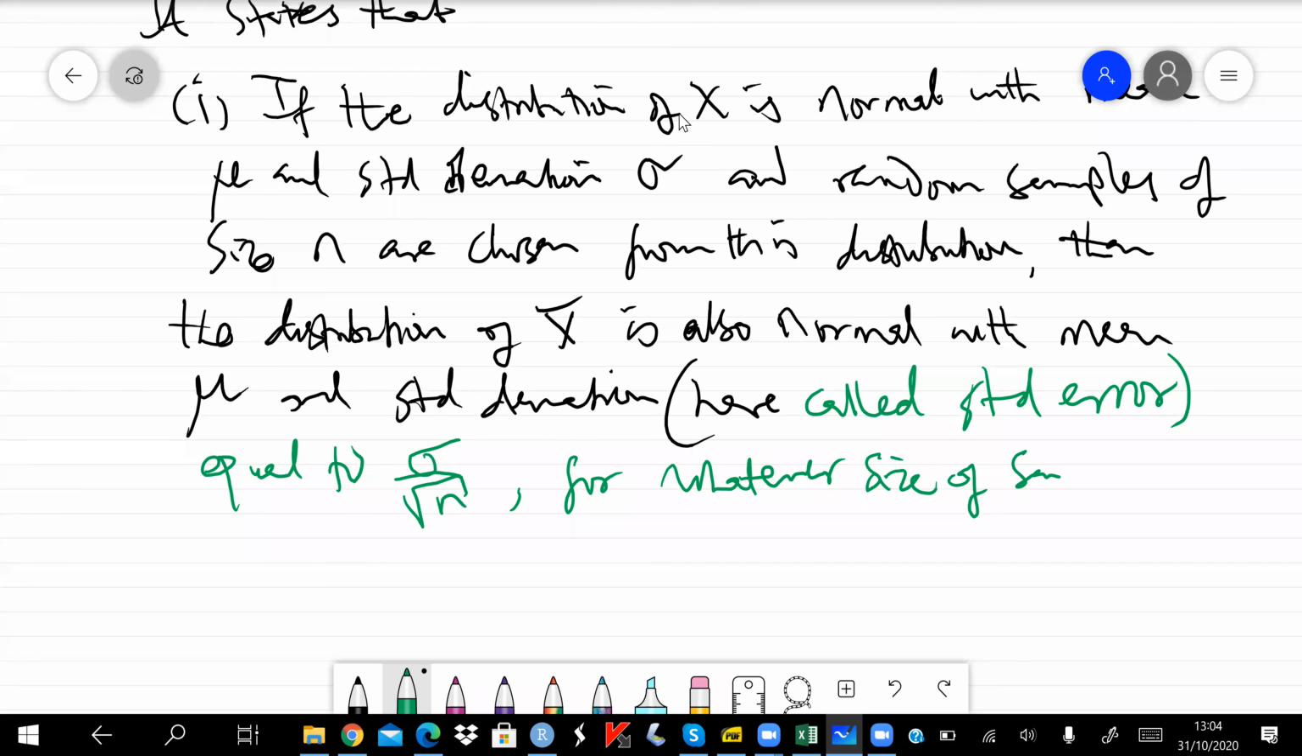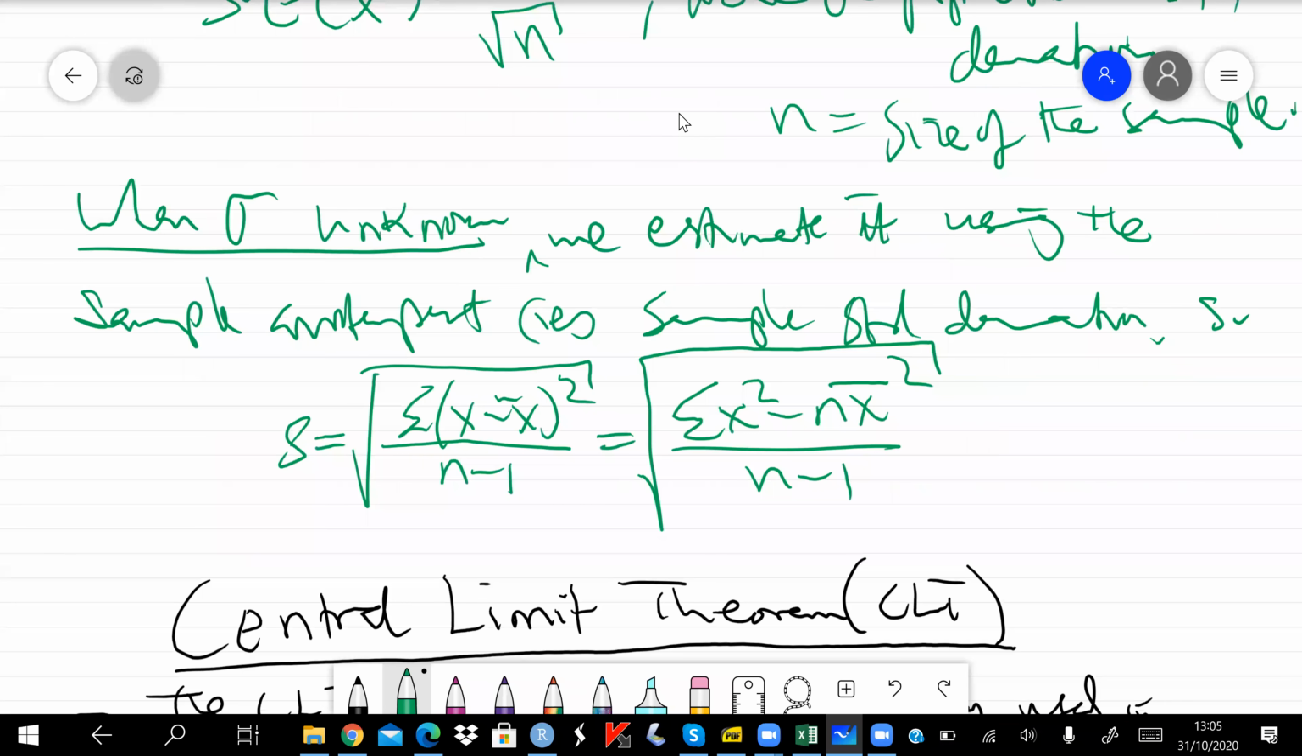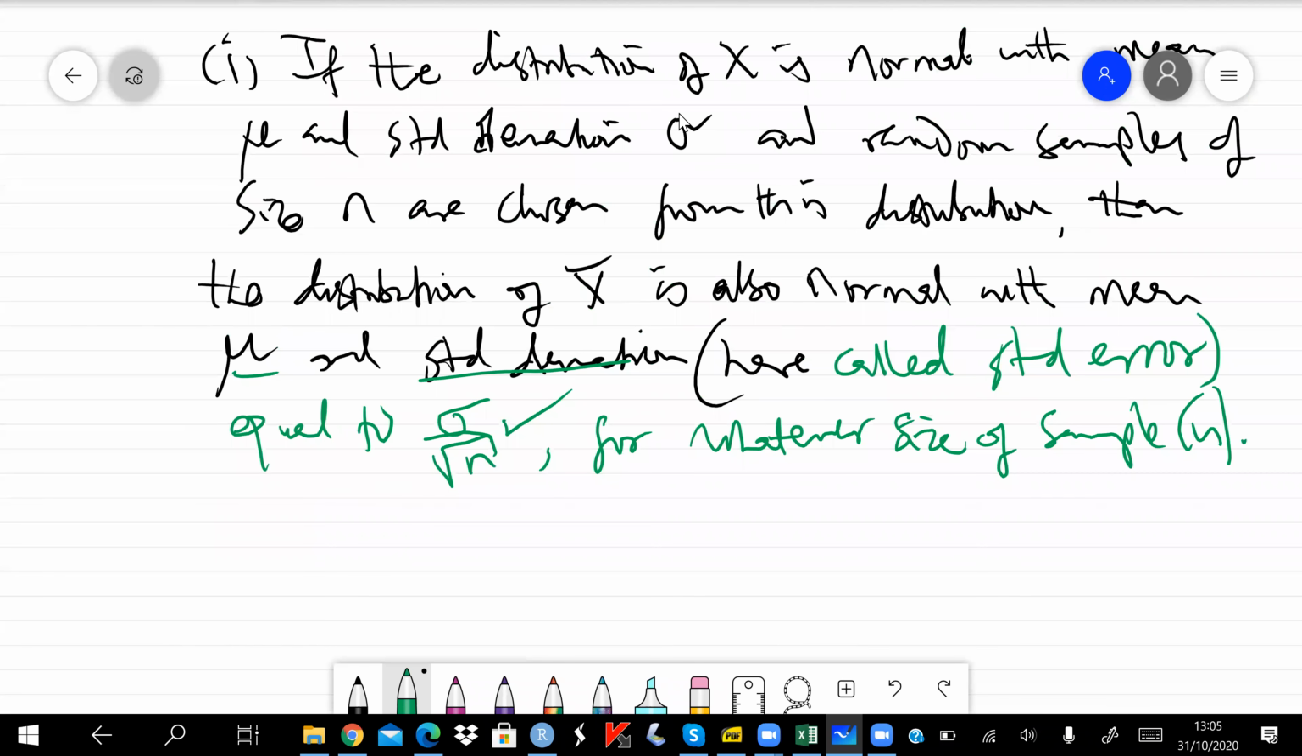In other words, for any value of n, whether large or small, we can assume the sampling distribution of the mean x bar will also be normal, irrespective of the sample size, with mean equal to mu and standard error given by that. But there is a rider there: for whatever the size of the sample.